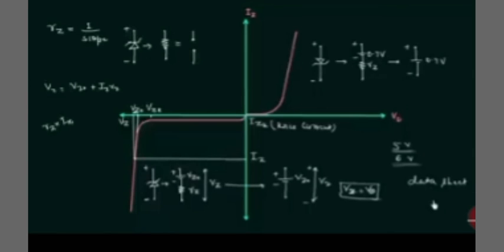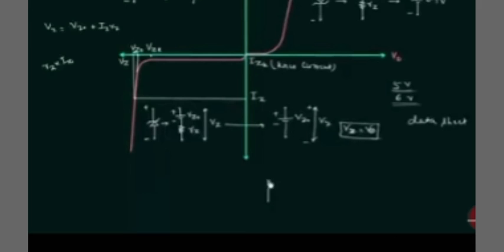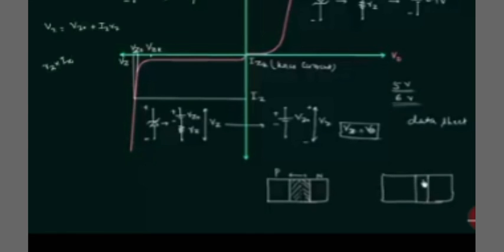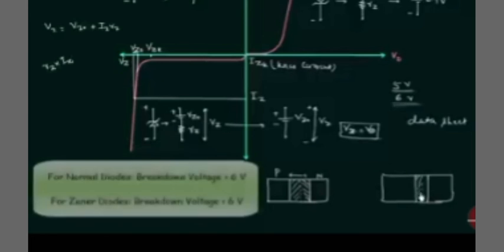And if we draw the diagram for a normal diode and a Zener diode, you can see the difference in the depletion layer. This is the depletion layer of a normal diode. This is the p side, this is the depletion layer, and the other is the n side. In case of a Zener diode, this depletion layer is much narrower. If you compare the depletion layer with the normal diode, this one is narrow.